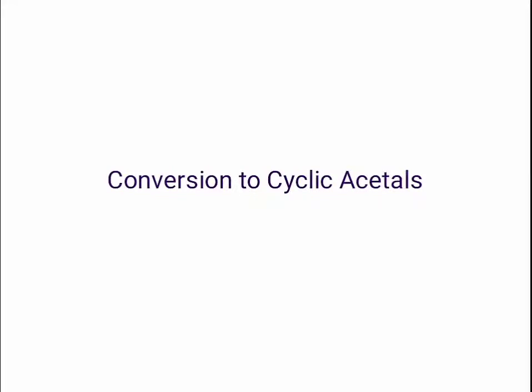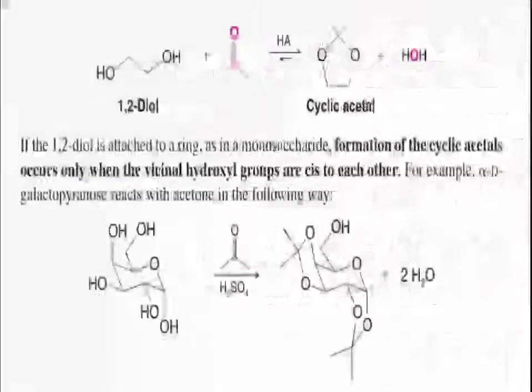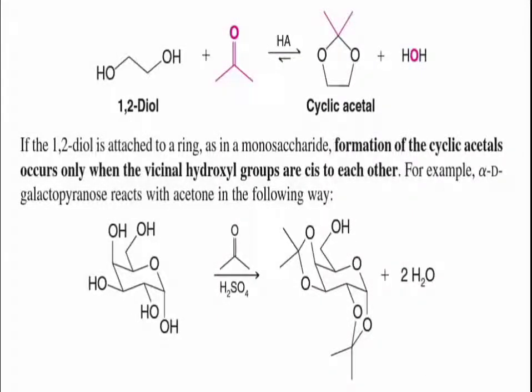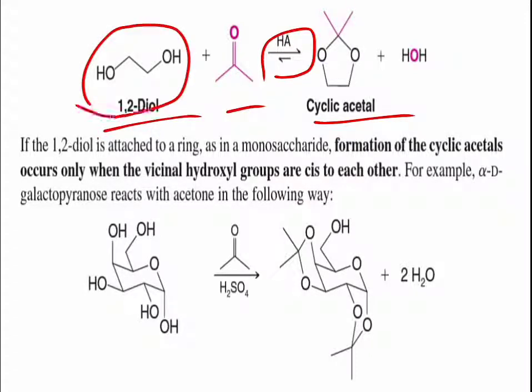Conversion to cyclic acetals. If you have a diol like this, and if you take acetone, this will form a cyclic acetal in acidic solution. The only requirement is that this diol has to be cis, that means from the same side. If this is in the up position, this OH should also be up. And here the single bond can rotate, so there is no problem.